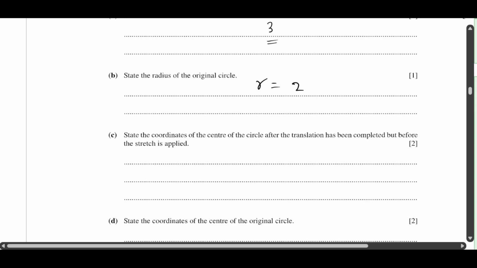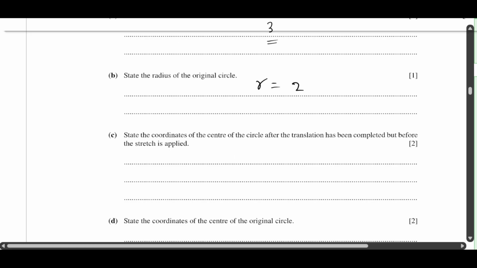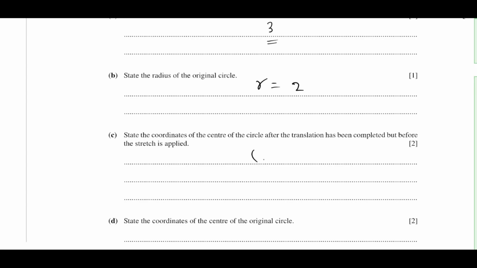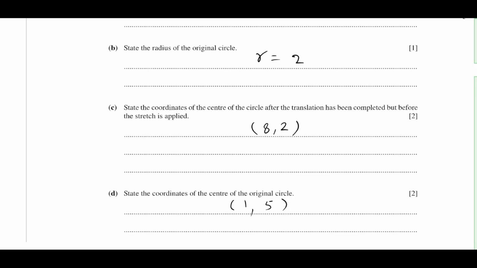Now what I was telling you is that before the translation, what it should be. State the coordinate of the center of the original circle. So for the original circle it will be 1 comma 5.